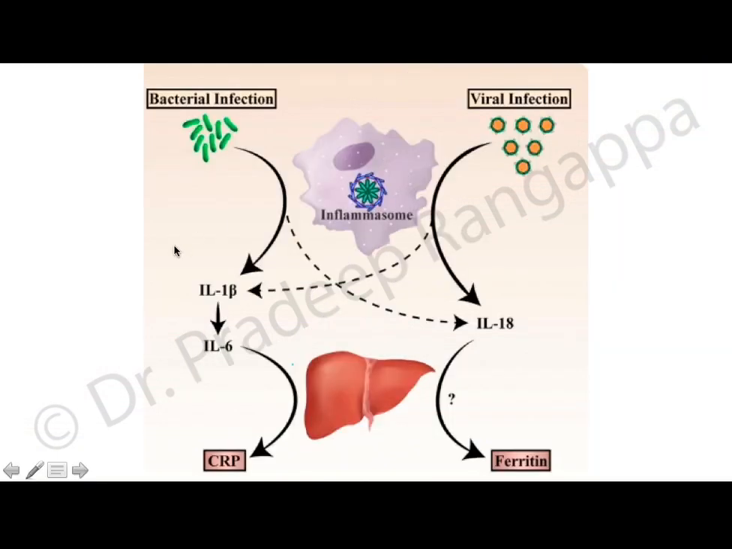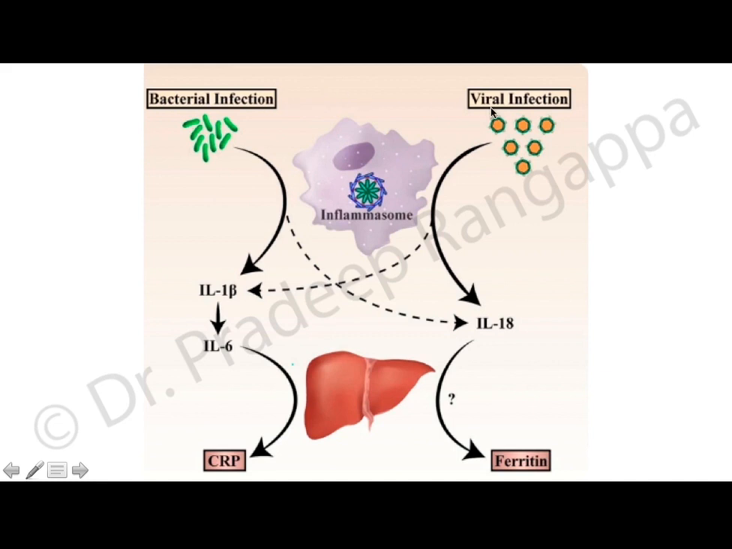But there are some distinct differences between bacterial and viral infections. In bacterial infection, the mediator of inflammation is predominantly interleukin 1 beta, which causes interleukin 6, and that leads to production of CRP. So this is the pathway of bacterial infection. CRP rise in an infection is more representative of bacterial infection.